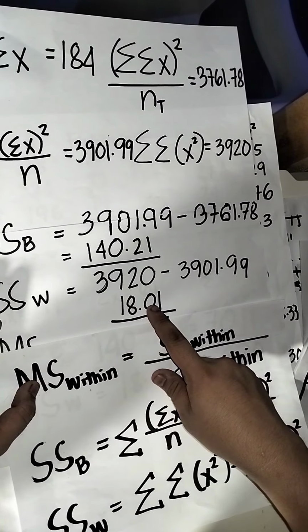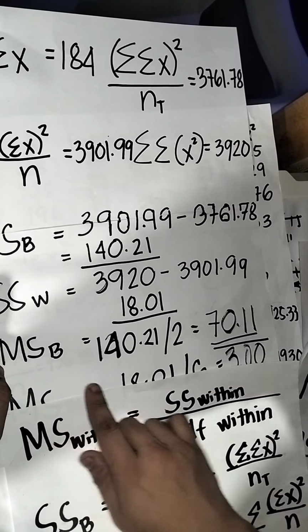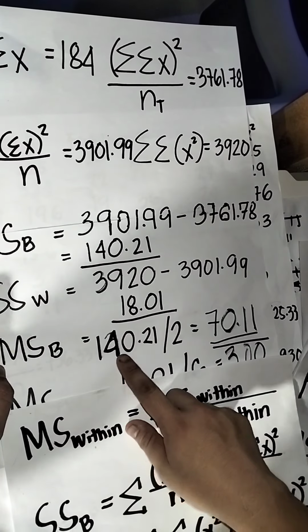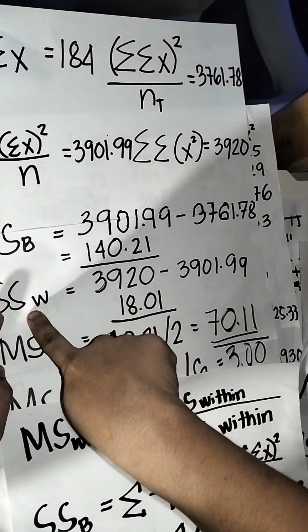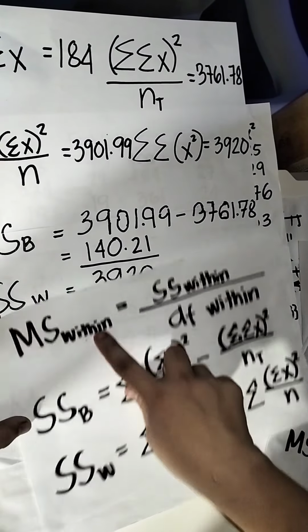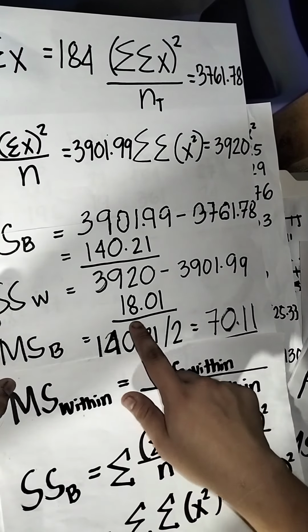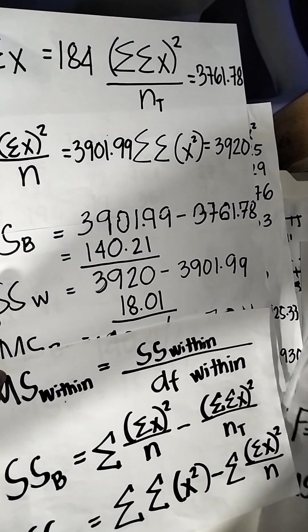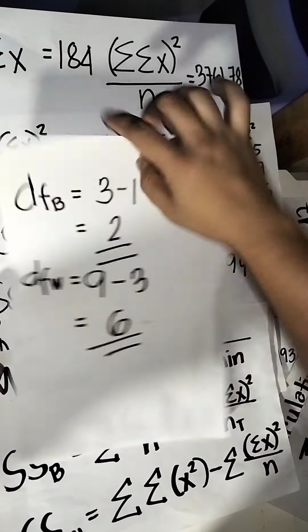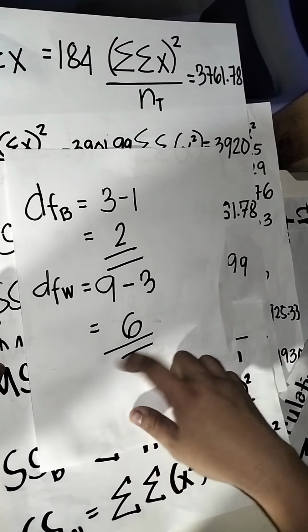18.01. Okay. Kaning sa ato MS between BI, our value for SSB is 140.21. Yan siya ha. Karon gamiton na po nato ang SS within para sa ato MS within. So pila ato SS within? We have 18.01. Divide nato sa degree of freedom. Okay, what is the degree of freedom for our within? 9 minus 3 is equal to 6.